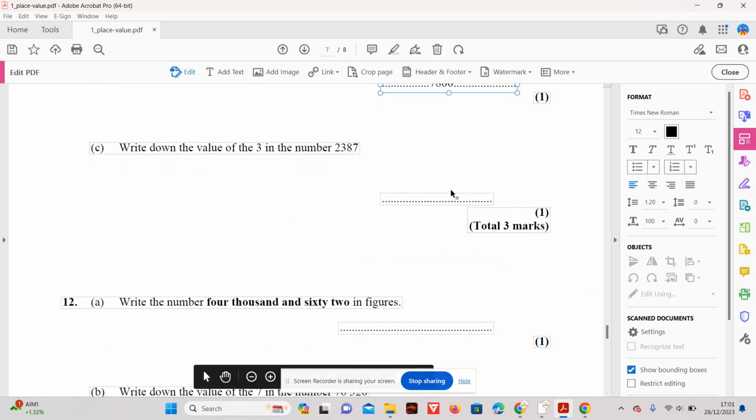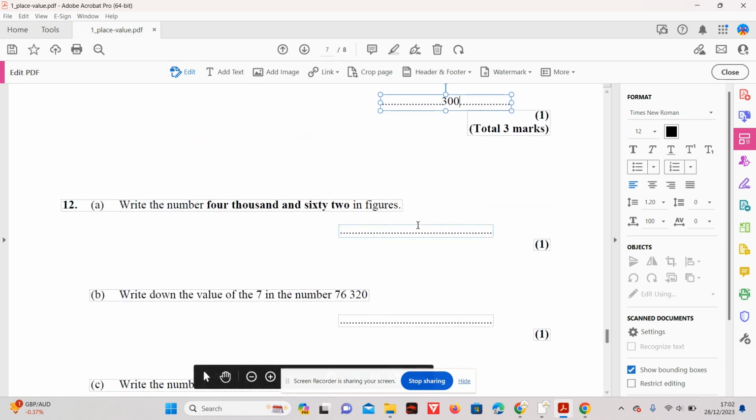Write down the value of the 3 in the number 2,387. You probably notice when I say this number, 2,387, I'm saying the number 300. Just type in 300. Bob's your uncle, easy peasy, lemon squeezy.